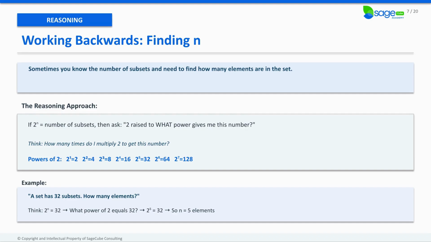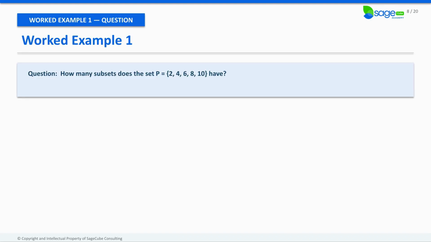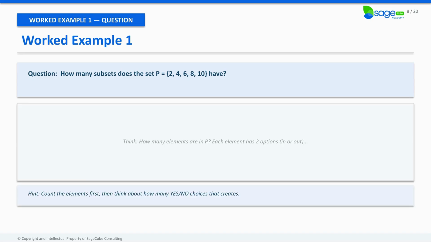Let's put both directions into practice with a worked example. So how many subsets does a set P equals 2, 4, 6, 8, 10 have? Just pause the video, try it out, and then let's do it together.